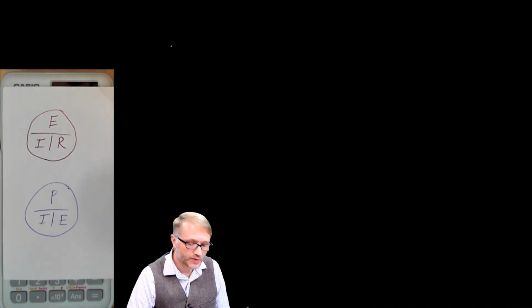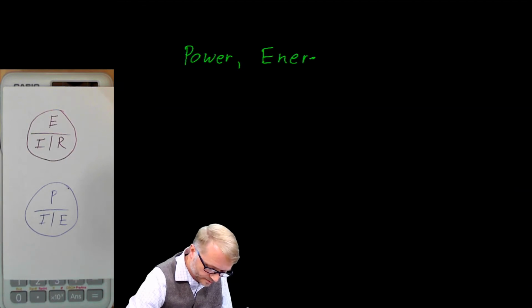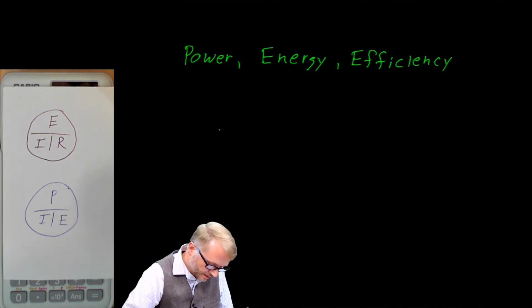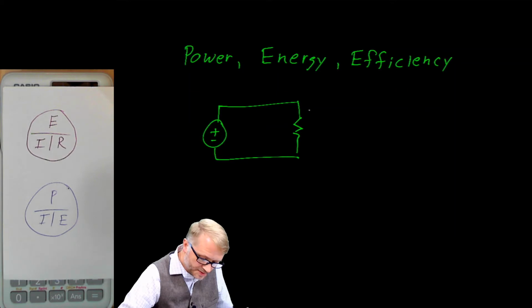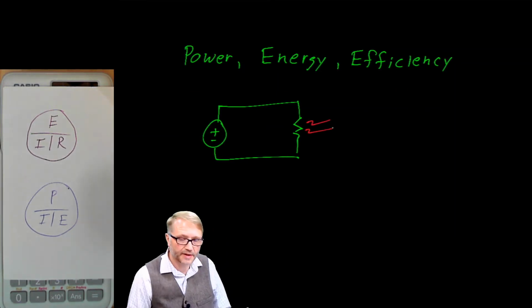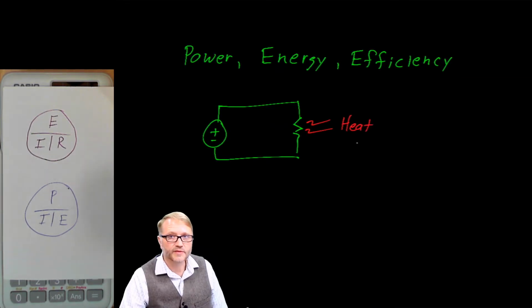At this point, we transition into Chapter 3, where we talk about power, energy, and efficiency. We mentioned a power supply and a resistor. And the purpose of that resistor is to convert electrical energy into heat. You'll remember that from the first lab we did, where the 1-watt resistors that were plugged into the power supply got fairly warm.